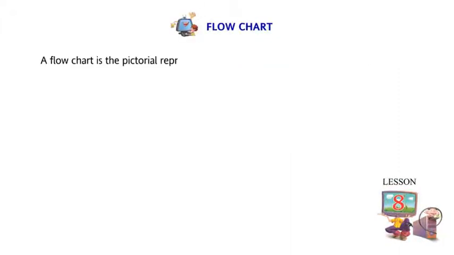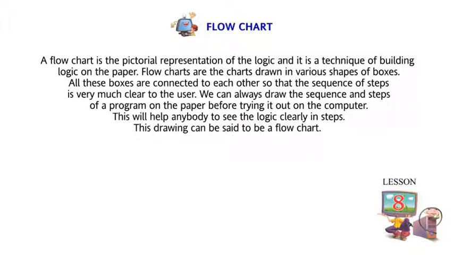Flowchart. A flowchart is the pictorial representation of the logic and it is a technique of building logic on paper. Flowcharts are charts drawn in various shapes of boxes. All these boxes are connected to each other so that the sequence of steps is very clear to the user. We can always draw the sequence and steps of a program on paper before trying it out on the computer. This will help anybody to see the logic clearly in steps. This drawing can be said to be a flowchart.